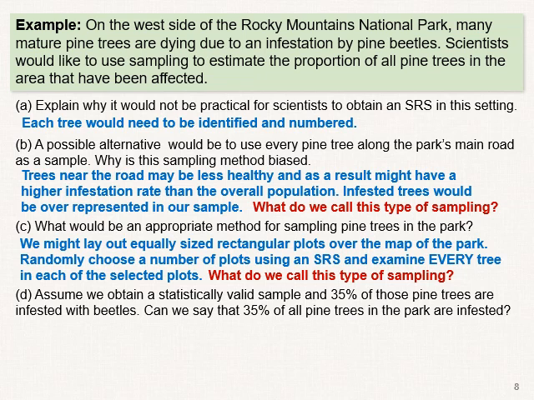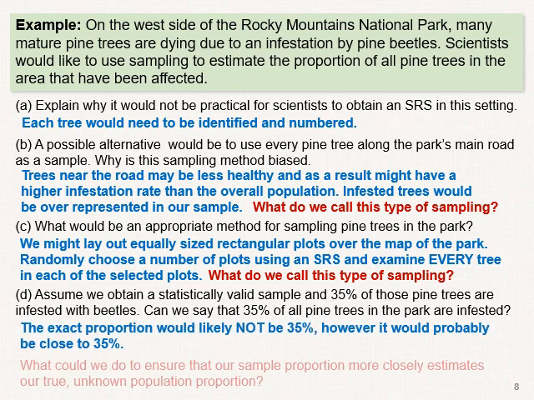All right, so part D. Assume that we obtain a statistically valid sample and that 35% of the pine trees are infested with beetles. Can we say that 35% of all pine trees in the park are infested? Well, probably not, right? But the whole idea is we would hope that it would be close. The whole idea is to get a representative, randomly selected sample, and the proportion of infected trees, let's say it's 35, we would hope that would represent or be close to the true proportion of trees in the park that are infected, which we would hope would be close to 35.